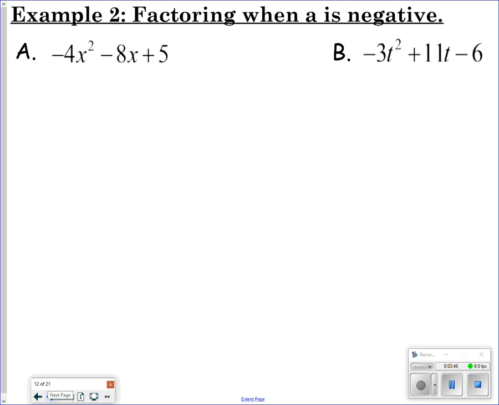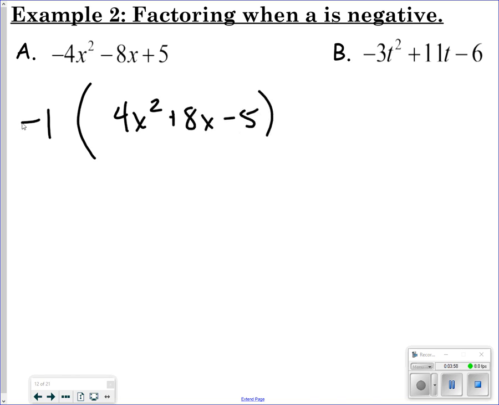What happens if our lead coefficient is negative? Anytime you have a negative with your x squared, you always should take that out as a GCF and change all the signs. So never actually try to factor something that has a negative x squared value. That negative will be that way all the way to the end. So in the very end, we will continue to have a negative 1 outside.